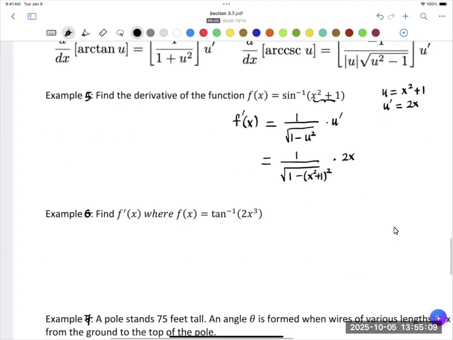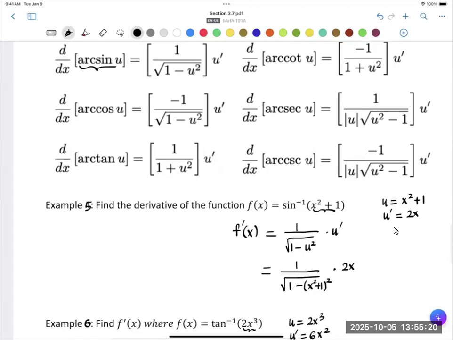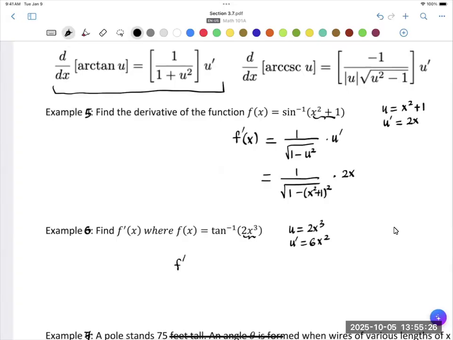Now, similarly for tangent inverse, our u will be 2x cubed, and u prime will be 6x squared. What is the derivative of tangent inverse? It is 1 over 1 plus u squared times u prime. And our u is 2x cubed, so we're going to have 2x cubed squared, times u prime, which is 6x squared. So the result will be 6x squared all over 1 plus 2 squared is 4, x to the power 6.